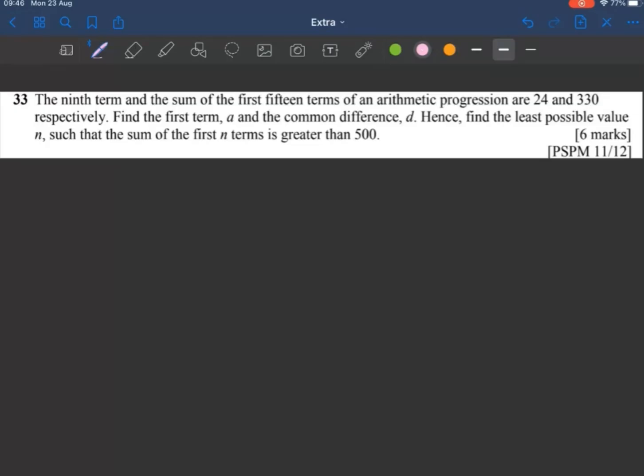Okay, apa yang kita ada Nazmi? T9 equals to 24. And then kita ada S15 equals to 330, and then kita nak cari A dengan D. Okay, dekat hence tu, find the least possible value of n such that sum of the first n terms is greater than 500.